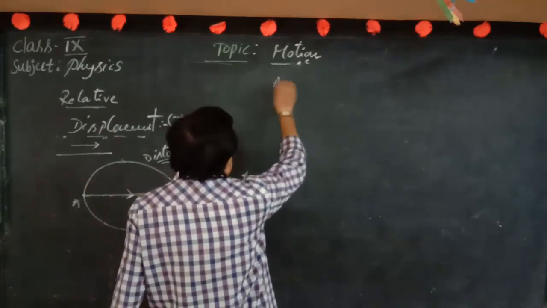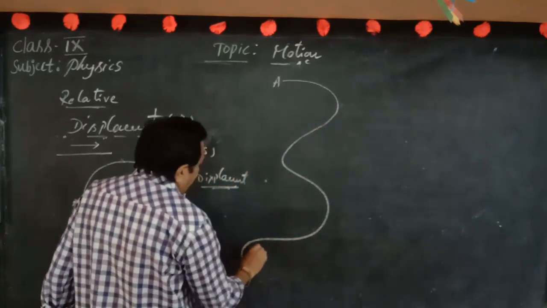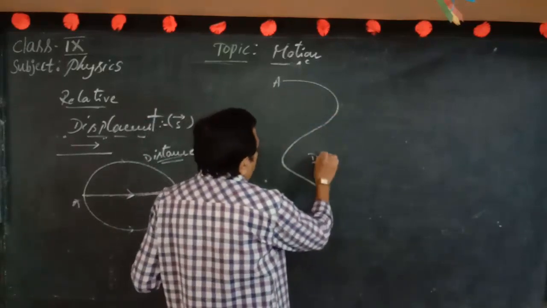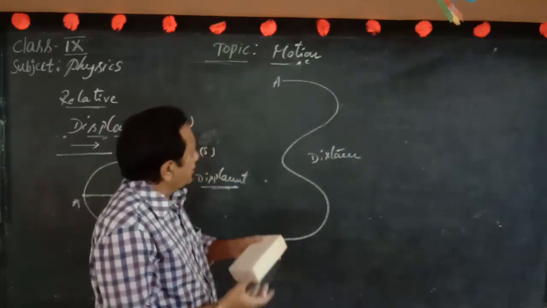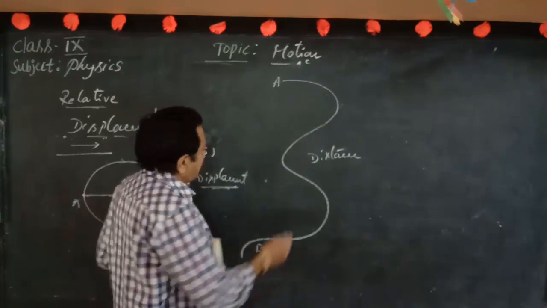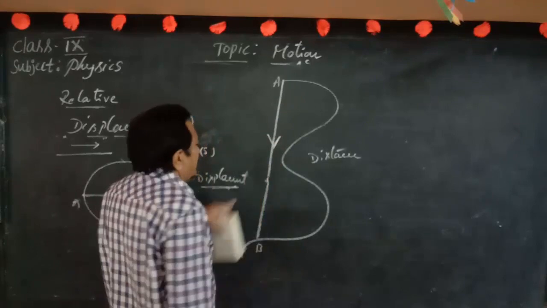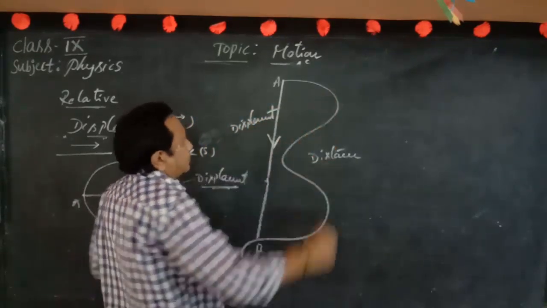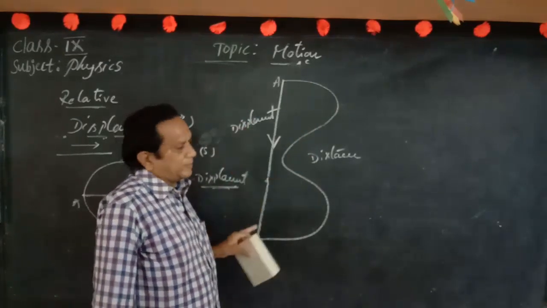To travel, here is point A, you move and reach this point B. So total you have to cover this distance. This is the way to travel from A to B, you can select this path. But displacement will be directly from A to B. So reaching directly from A to B is said to be the displacement, the shortest path.